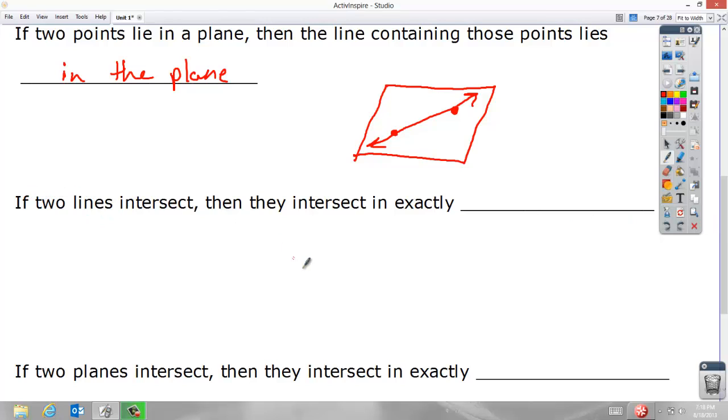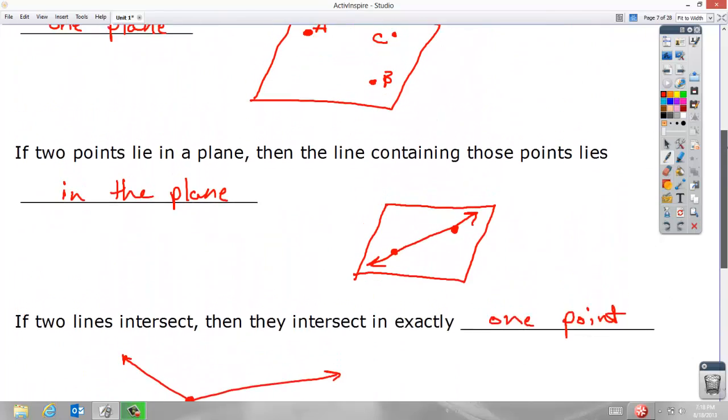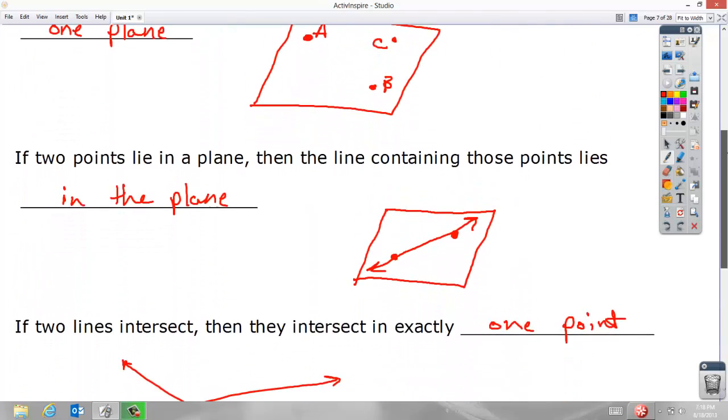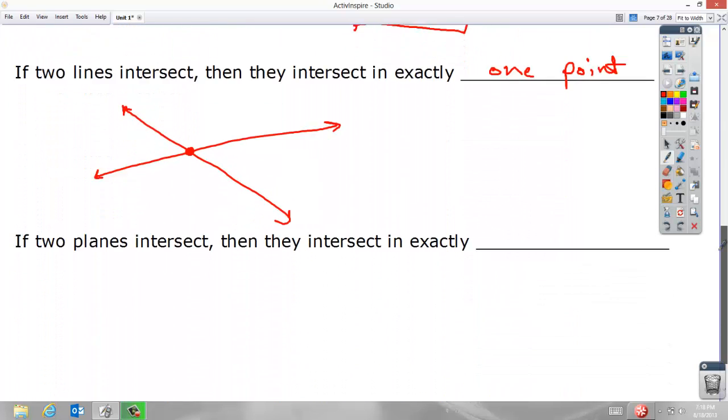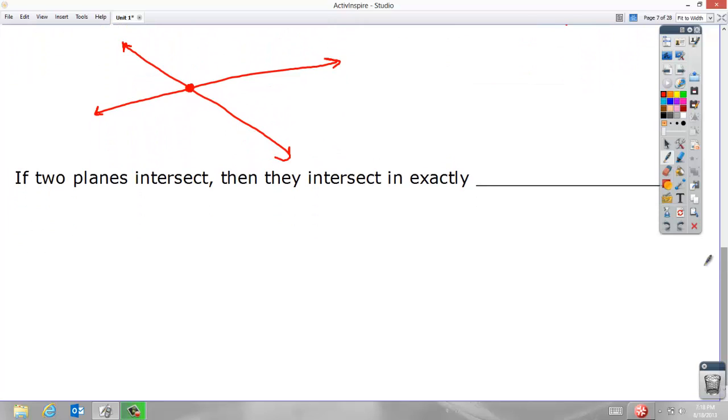If 2 lines intersect, then they intersect in exactly, well, there's 2 lines that intersect. Where did they intersect? In exactly one point. Remember, these are important things. They might seem simple, they might seem like common sense, but these 5 ideas that we're writing down here are kind of the backbone for a lot of the math we're going to do. So don't take it lightly. You need to know them.